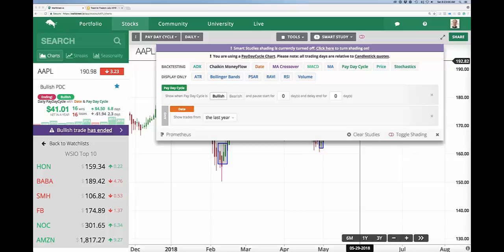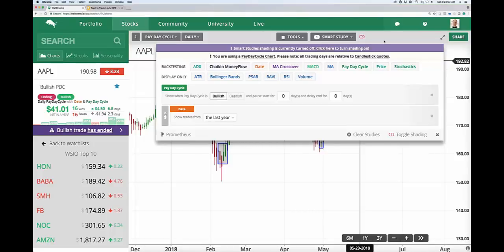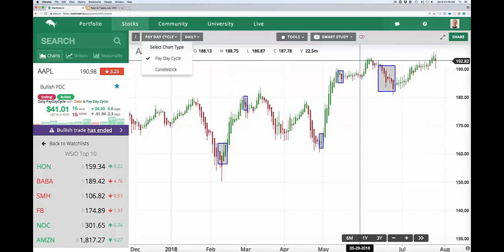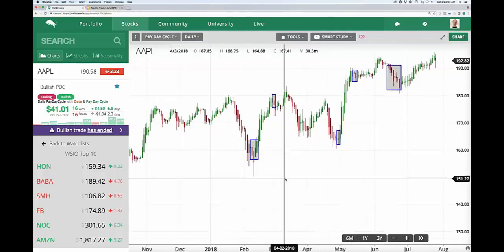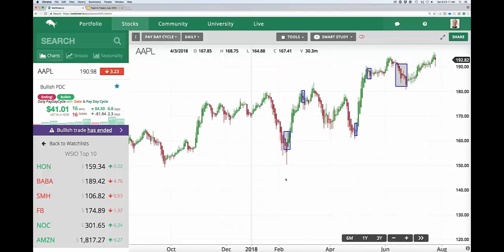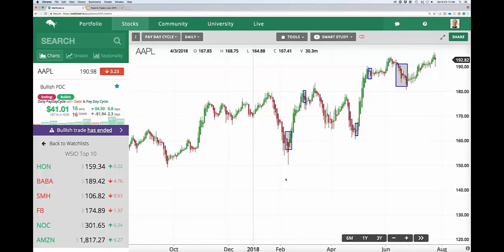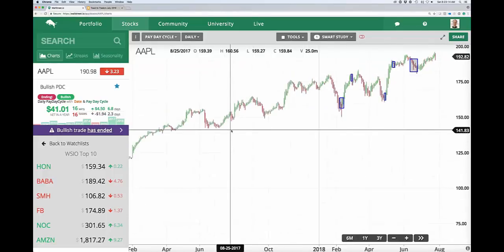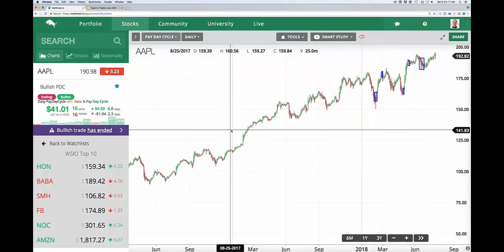Can the payday cycle be installed in a platform? Like I mentioned, TD Ameritrade and most charting platforms already will have the Heikin-Ashi chart. However, they will not allow you to backtest it. I haven't found anyone else that does that except for Wall Street AO, which is the company that I run, the backtesting platform that we built here for our community.